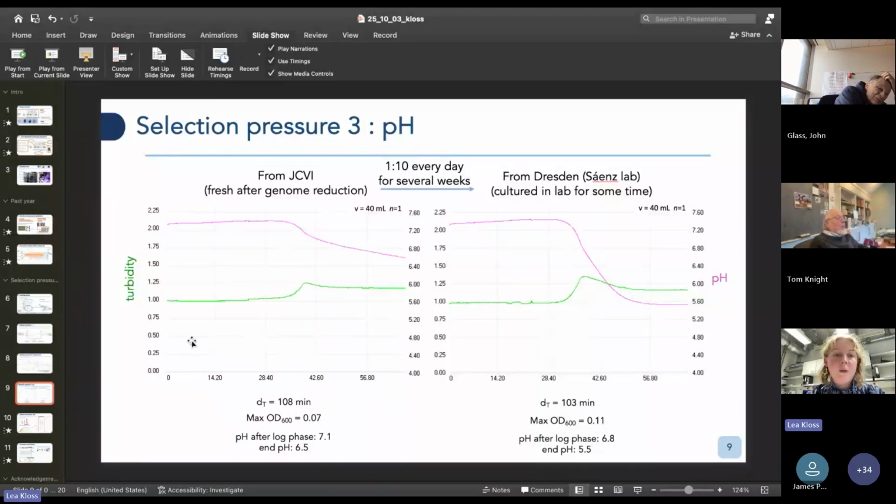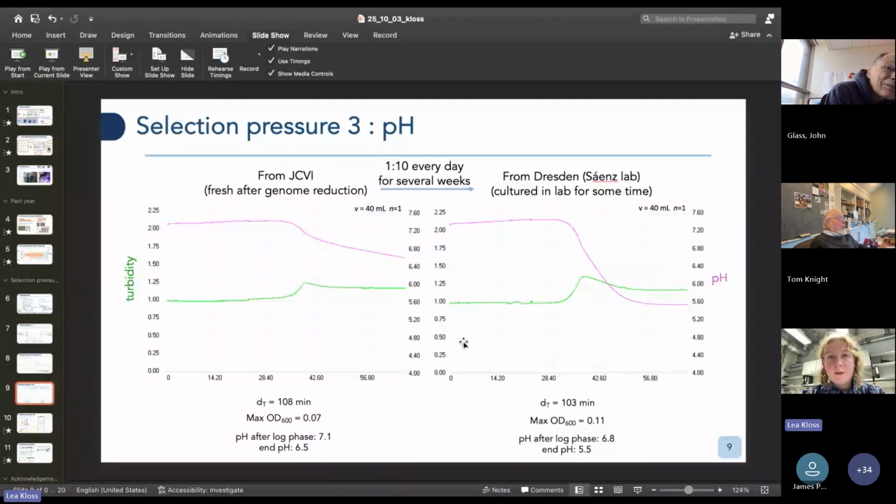And what we did here was to put the cells in a bioreactor and measure turbidity and pH over time. What we can see is that, first of all, lab evolution caused an increase in growth rate, also an increase in yields, and a much higher drop in pH, which we see in the exponential phase, but also in the stationary phase.